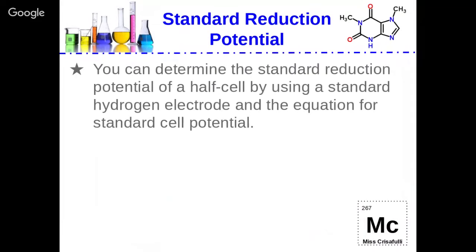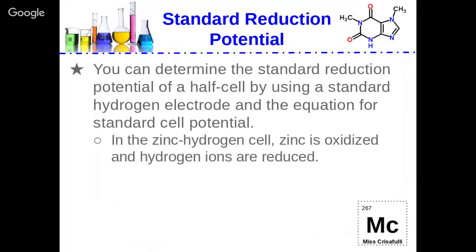So now we can determine the standard reduction potential of the half cell by using a standard hydrogen electrode in the equation for cell potential. In the zinc hydrogen cell, zinc is oxidized and hydrogen is reduced. So we're going to rewrite that so that we know that hydrogen is our reduction and zinc is going to be our oxidation.